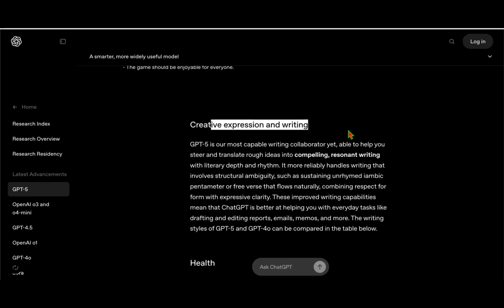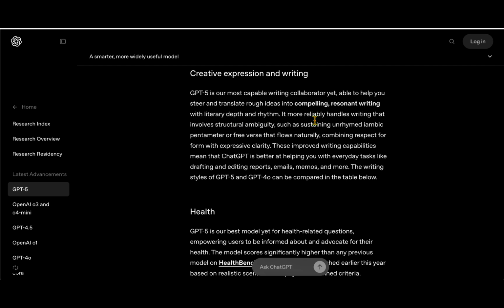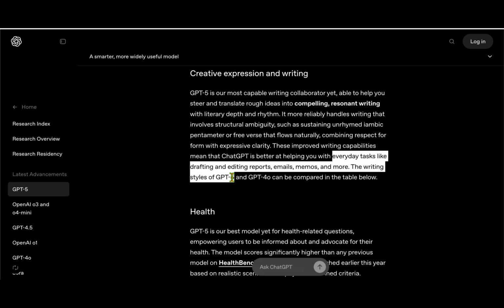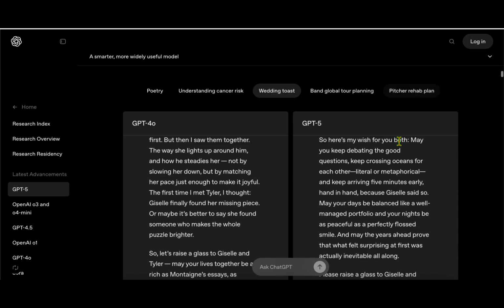And in terms of creative writing, it's able to translate rough ideas into compelling, resonant writing with literary depth and rhythm. So all that means is that it's going to help us with everyday tasks like drafting and editing reports, emails, memos, and more. The writing styles of GPT-5 and GPT-4o can be compared in the table below. So let's look at the comparison.